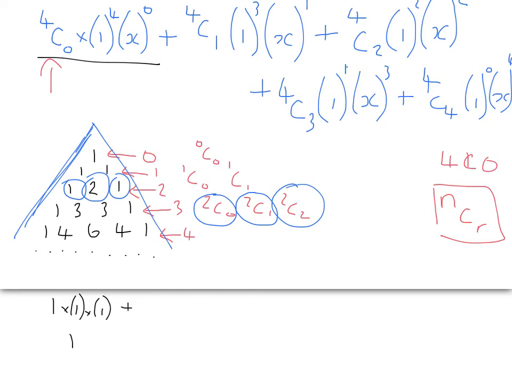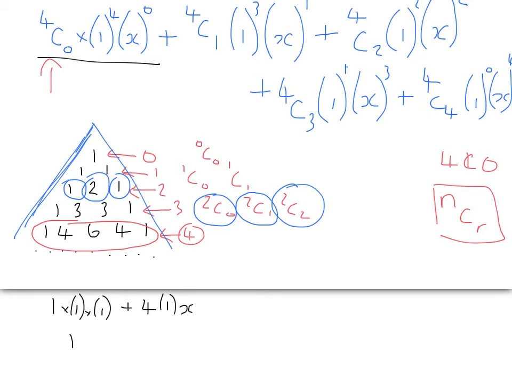My next term is 4C1. If we're looking at our Pascal's triangle, we can see that this is the next value along here. The row that I'm interested in is row 4 because it's the power of 4. So the next one along, or typed in your calculator, 4C1, will give you the value of 4. So I've got 4 multiplied by 1 cubed, which is 1, multiplied by x to the power of 1.